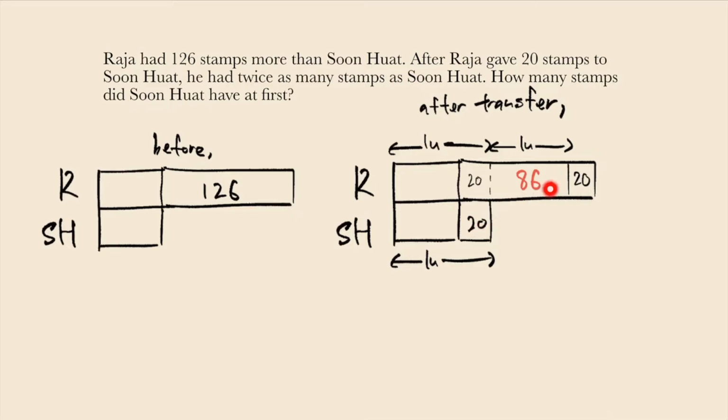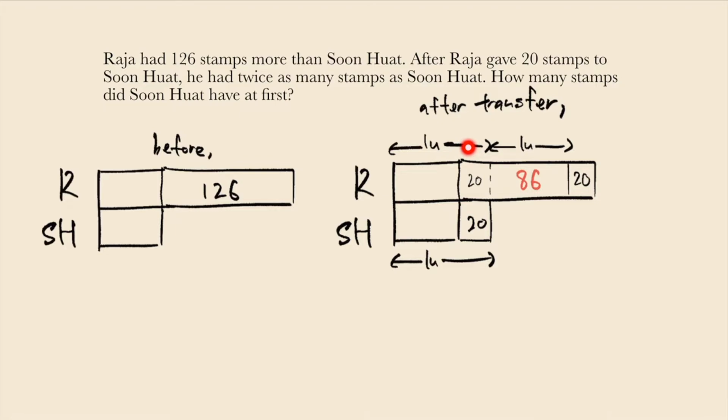Okay, now if 20 is showing up here, then I can draw what's left behind as 20 and 86. Knowing that 126 minus 20 is 106. Can you see that this is the 106 that's left behind? Okay, now at the end, Raju had twice of Sunhuat. Now what that means is Sunhuat in the end will be 1 unit as shown here. Now bear in mind, it includes this part here as well as the 20. So I can say therefore, this part plus 20 must also be 1 unit.